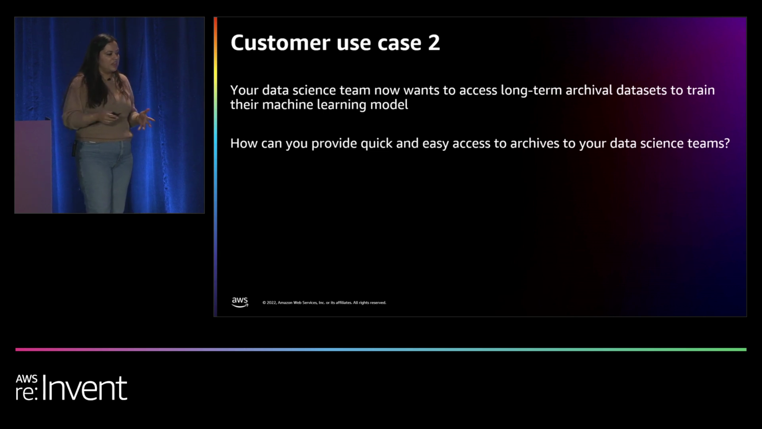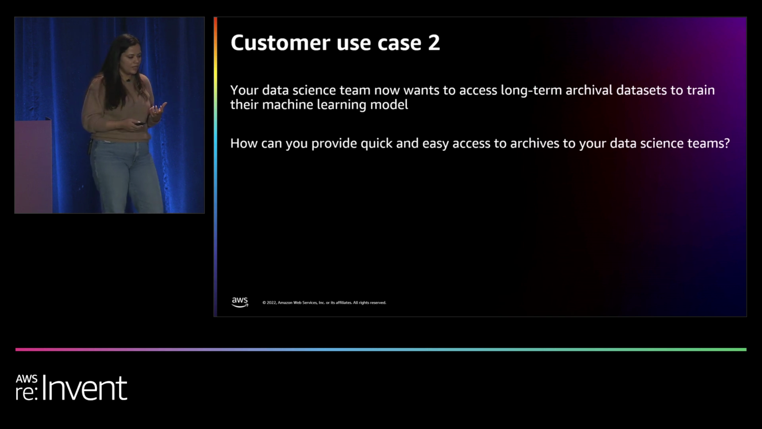So in the current economic climate, let's say you are working for a financial services company that relies on stock market data, and the stock market is fluctuating, right? So your data science team now wants to access long-term archival data sets to train their machine learning model. So how can you provide quick and easy access to archival data to improve the results of your data science models?